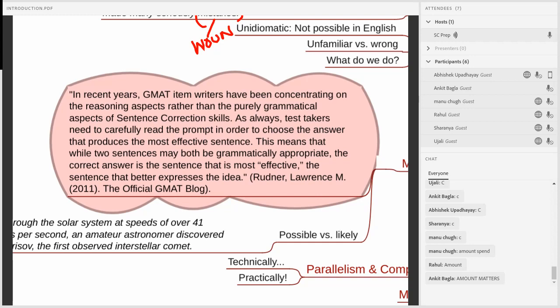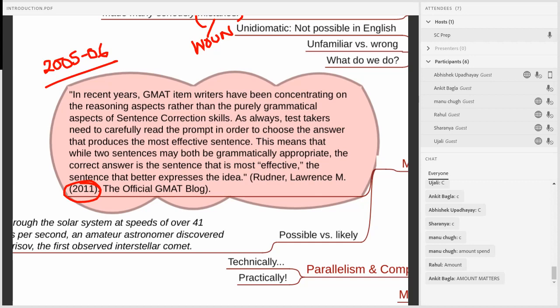The guy who wrote this was the chief psychometrician at the GMAT. He's basically the guy who calls all the shots when it comes to the GMAT algorithm, when it comes to deciding what instructions to give to the people who write the questions. Basically the guy responsible. Now, this is something he wrote in 2011, long back, right? And he was talking about questions from 2005 and 2006, right? So when he says in recent years, he actually meant starting from 2005, 2006.